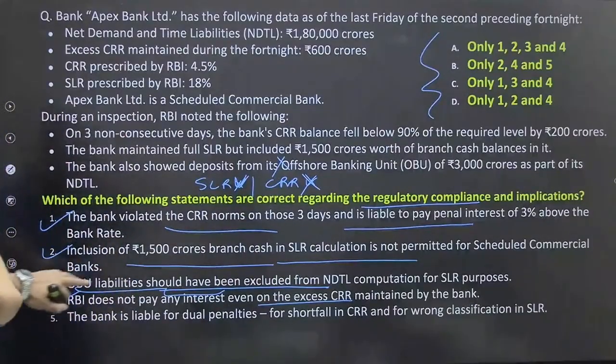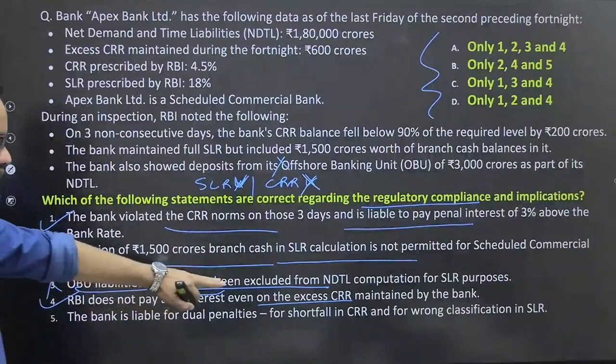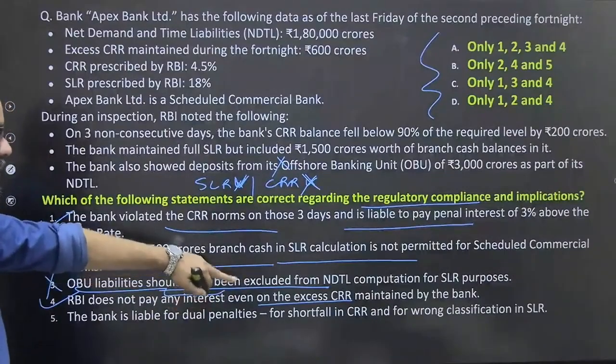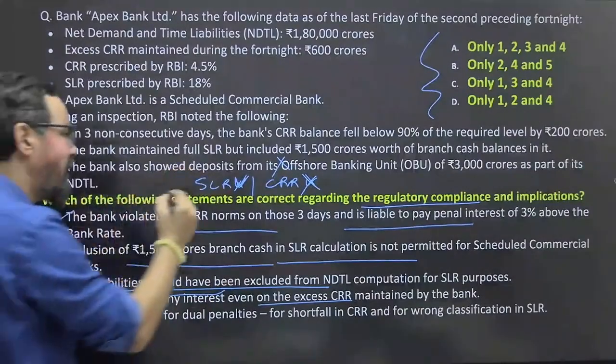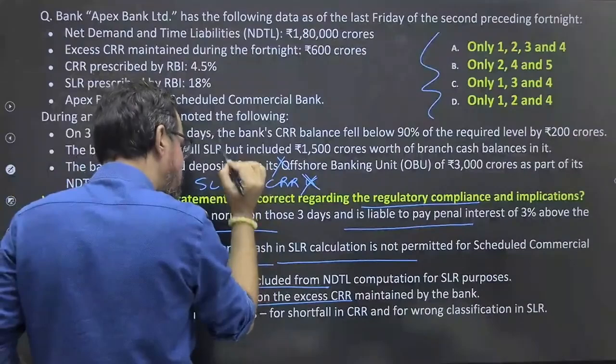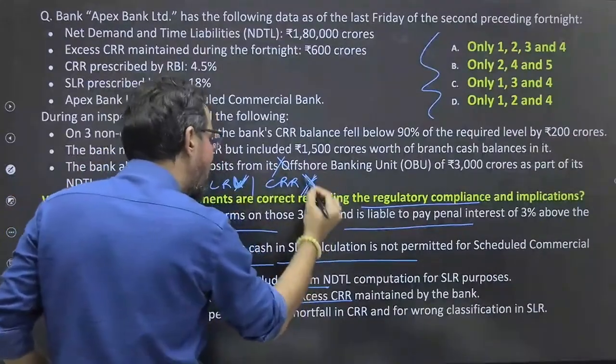This is true. This is correct, no? This is wrong, no? Because it should be included in the calculation of SLR. It should be included in the calculation of SLR, but it should be excluded in case of CRR.